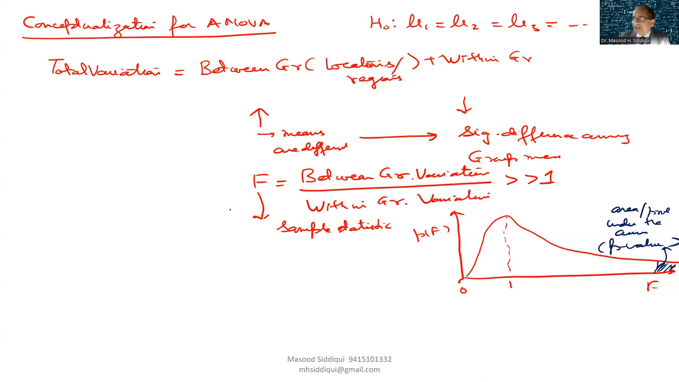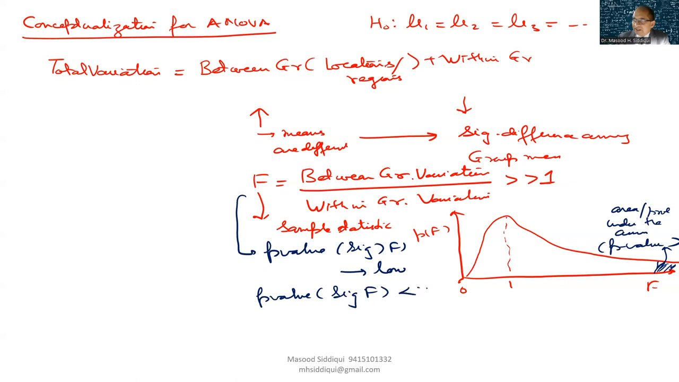Right? So if this is the case, then we can say that this P value or significance F would be low, because we have low probability or low area. So if this P value or significance F is less than 0.05, which is our default level of significance, then we reject H0. As you see here, we have discussed the variation, but through that we have established whether there is a significant difference among means or not.